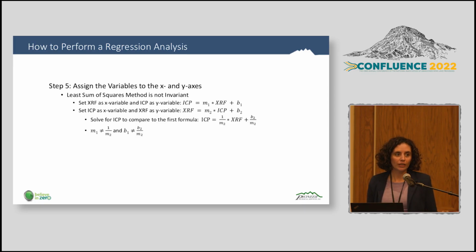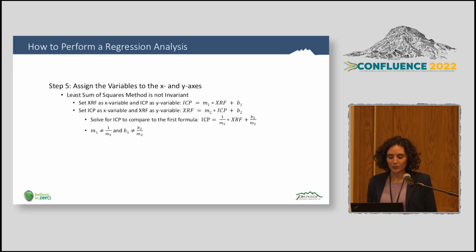But because we're looking at minimizing different distances between the points and the regression line, you're going to get different slopes and y-intercepts, especially if your linear relationship isn't a perfect one, which in the case of XRF to ICP data, I don't think I've ever seen anything close to 1.